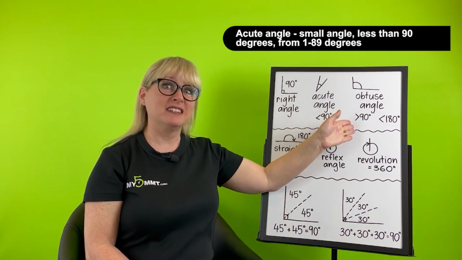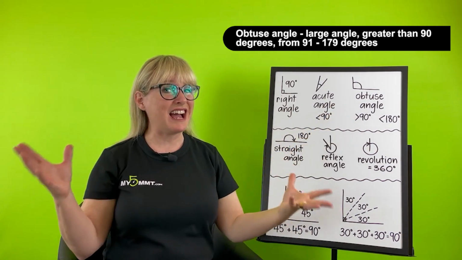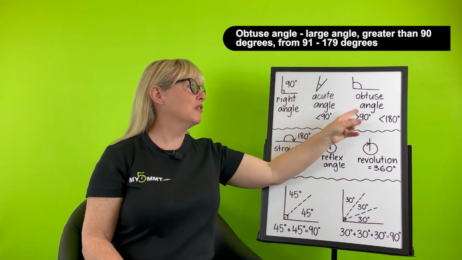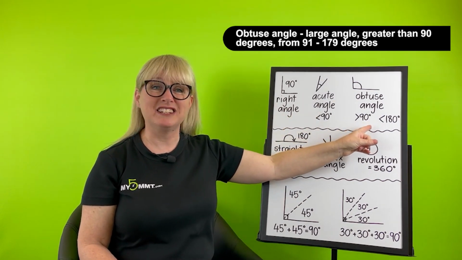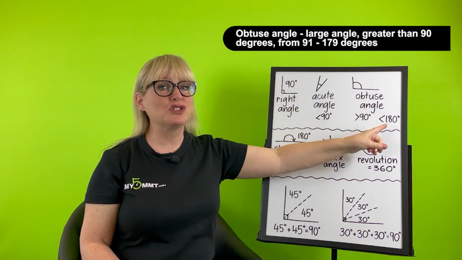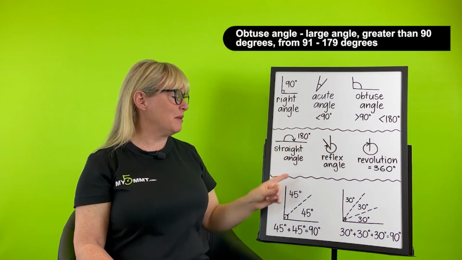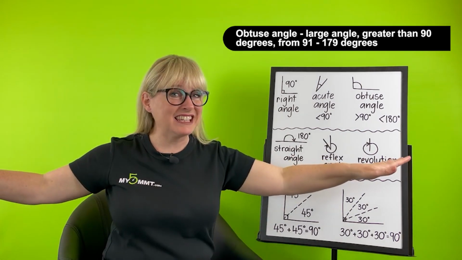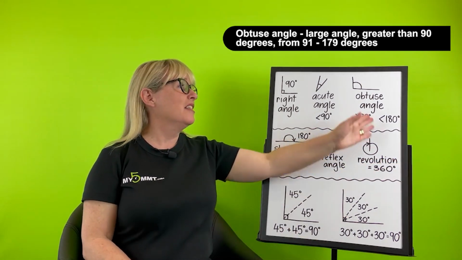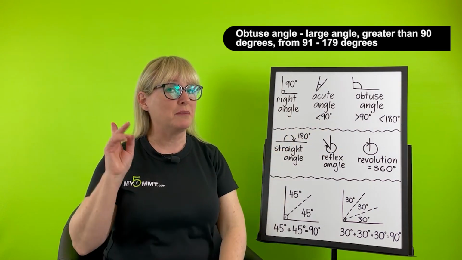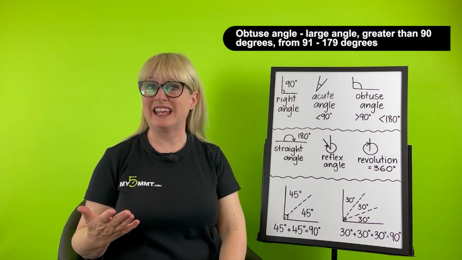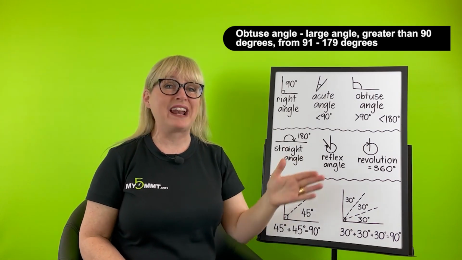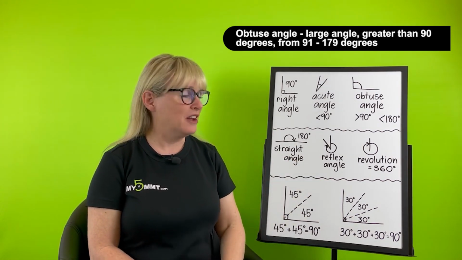If I have the opposite, I have an obtuse angle, which is a large angle. It's bigger than my right angle. It's greater than 90 degrees, but it's not up to 180 degrees because that would instead be a straight angle. A straight angle is exactly 180 degrees. That means my obtuse angle goes from 91 degrees because it's bigger than our right angle at 90 degrees, and it goes right up to 179 degrees.